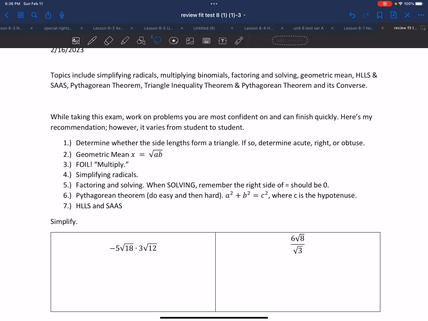Number six, the Pythagorean theorem. Do the easy one and then the hard. Remember, the Pythagorean theorem is, if you're given a right triangle, a squared plus b squared equals c squared, where c is the hypotenuse. And then seven, the Hills and Sass. But you can follow all of these things in order if you wish, or you can do it however you want. It's your test, it's your grade, but this is my recommendation to you, everyone.